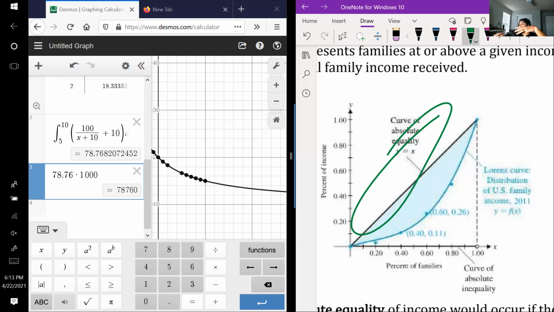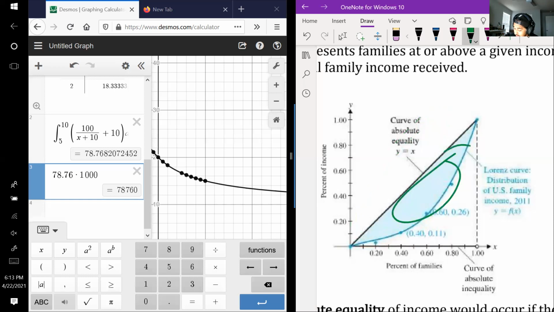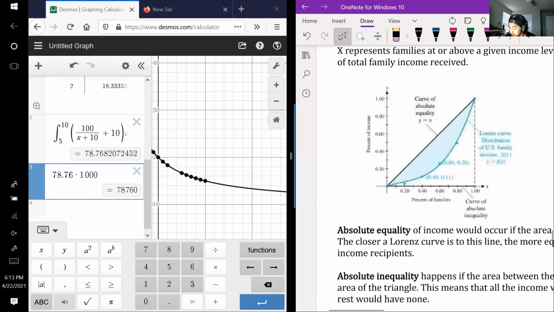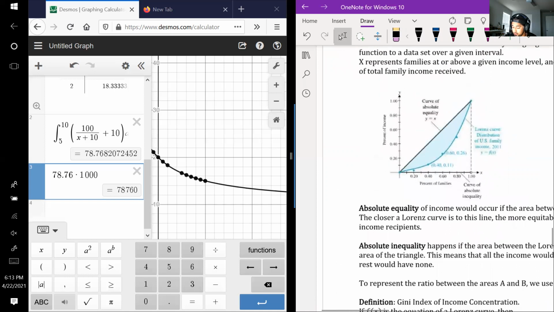The further you get away from the curve of absolute equality, so let's say that this curve filled out the whole triangle, right? Let's say that that curve filled out the whole triangle. This means that income is unequally distributed and the money is in the hands of one part of the population. So somebody's making all the money and we're making nothing. So this is what the Lorenz curve does. All right.